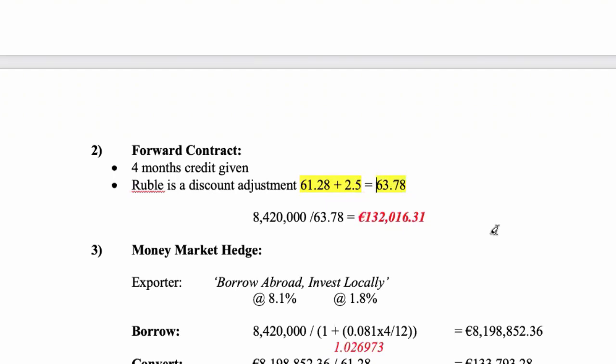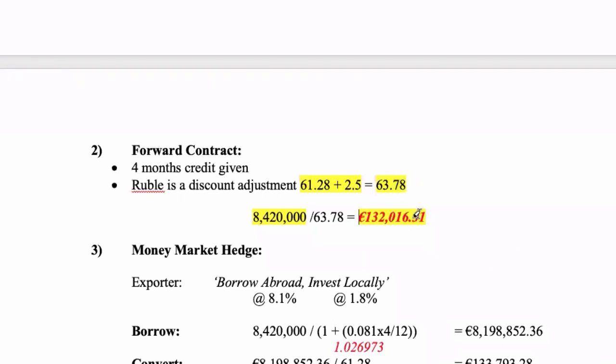So therefore we know that when we receive this money, we're going to get this for it, and that's guaranteed, irrespective of the exchange rate outcome. The exchange rate outcome could be worse if we hadn't done this, which is good, or it could have been better for us, which isn't that good for us. So at least we know we're removing the uncertainty by locking in this forward contract rate of 63.78.